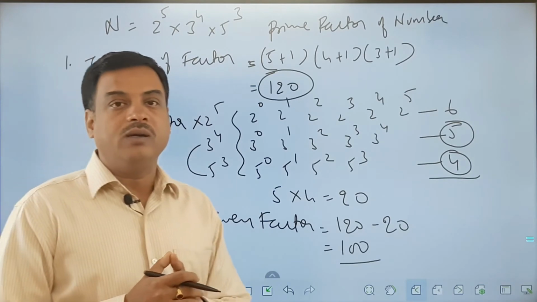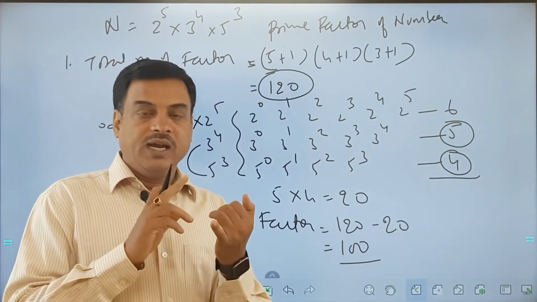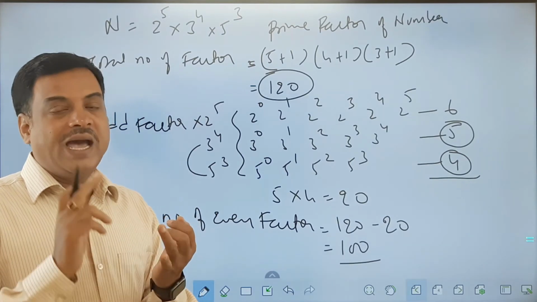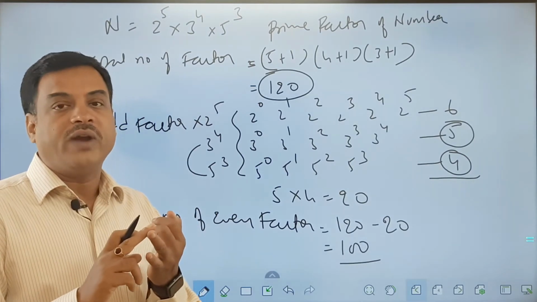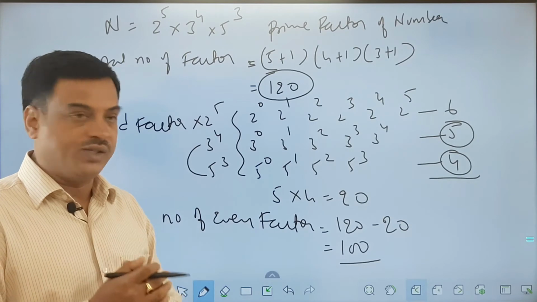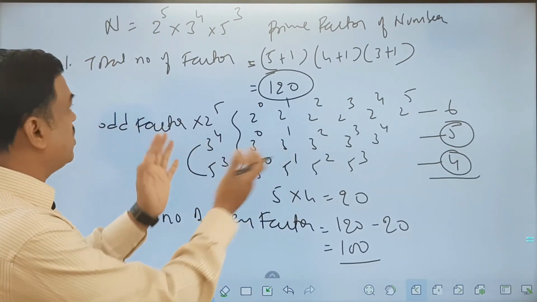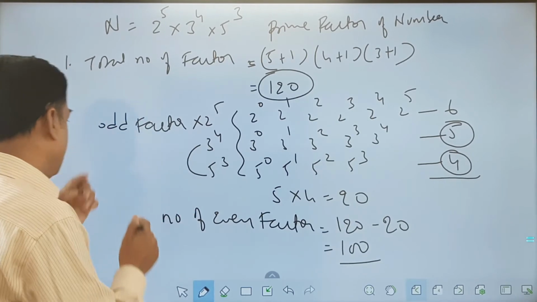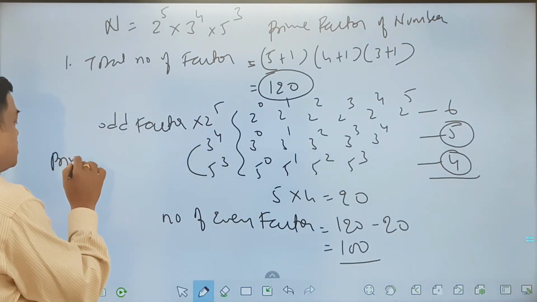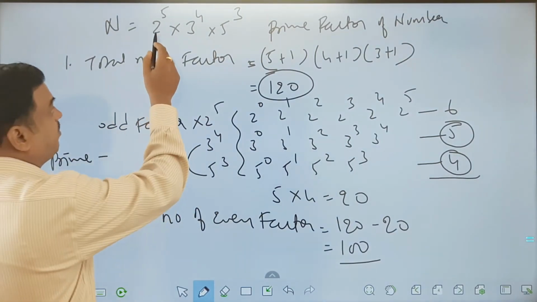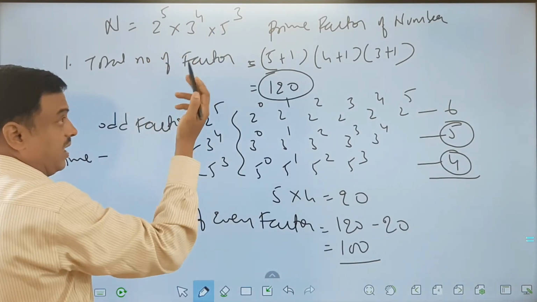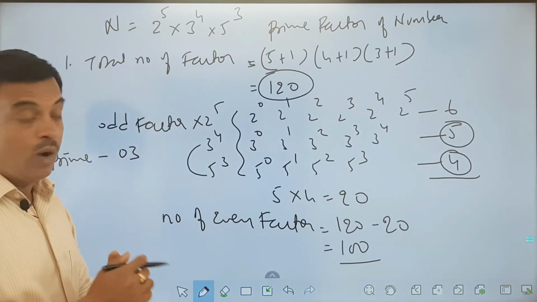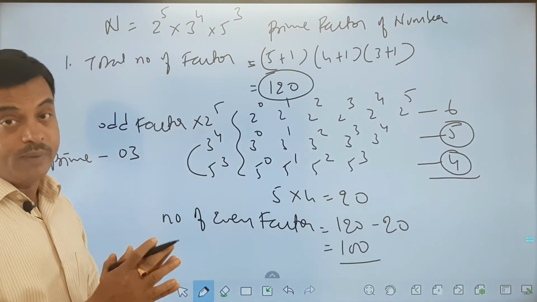So till now we learned how to find the total number of factors, number of prime factors, number of composite factors, and number of odd factors and even factors. These are the questions. Now let us also quickly understand how many prime factors and how many composite factors there are. If I say prime factors, you can see the bases are only 2, 3 and 5. So only 3 of the factors are prime. Out of 120, only 3 of them are prime.